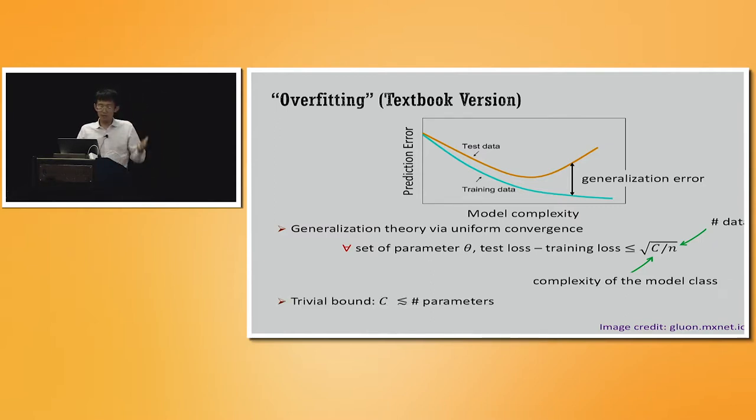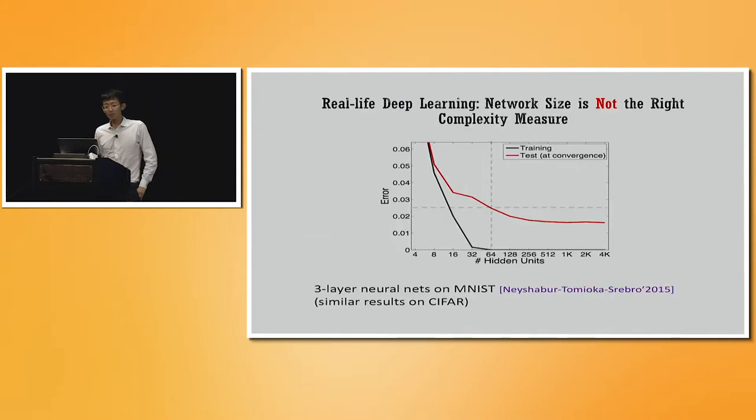Often the model capacity is bounded by the number of parameters. And the number of parameters is a reasonably good choice to understand the model capacity. However, this is not quite the case in deep learning. In real-life deep learning training, the network size is not the complexity measure anymore. At least it's not a great complexity measure anymore.